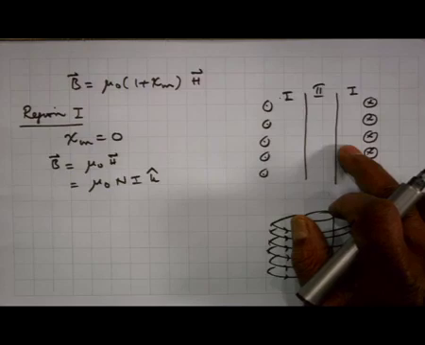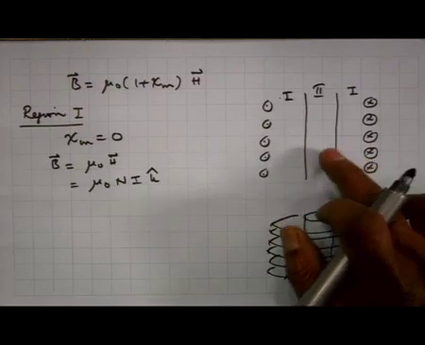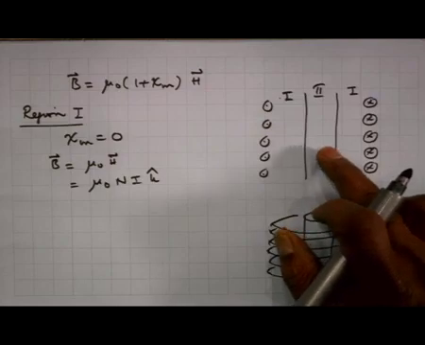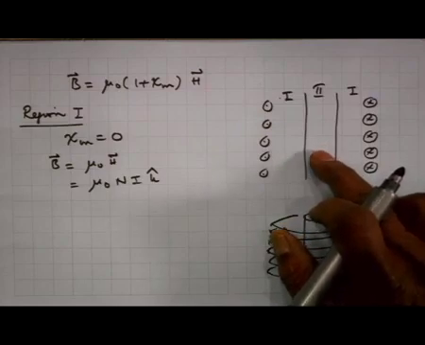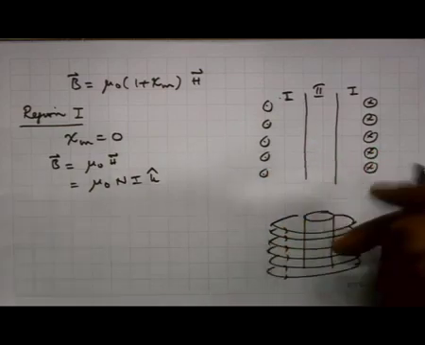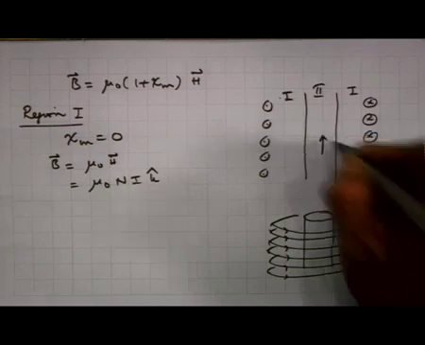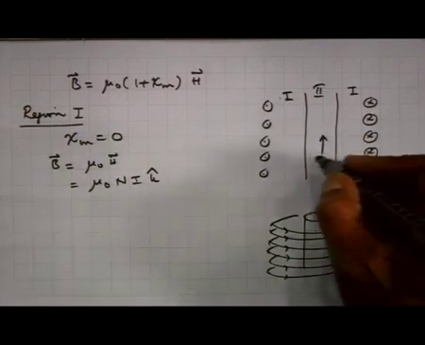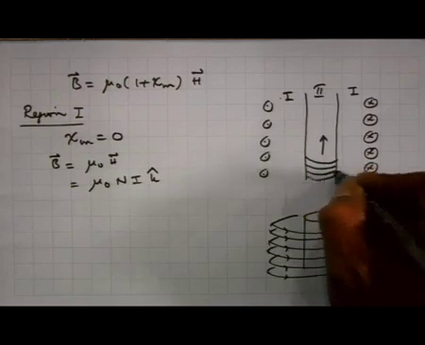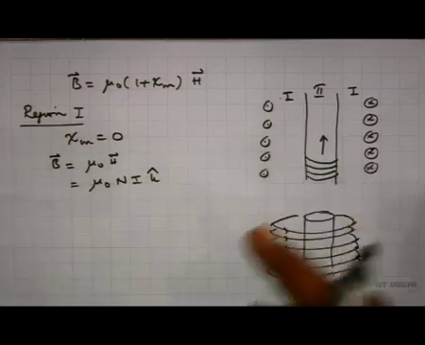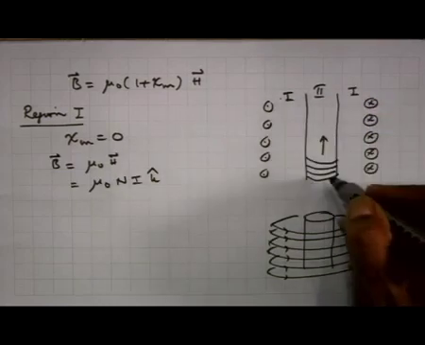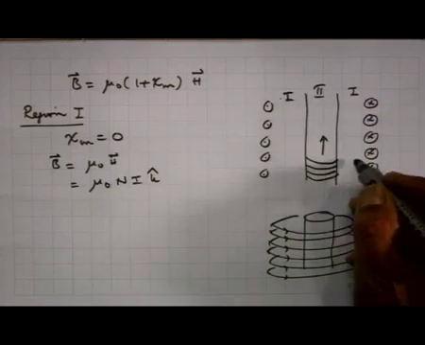Now, why is this happening in spite of the fact that there is a material inside? The reason is the following. Please remember, the material is magnetized because of the magnetic field. The magnetization of this material is like this. This magnetization is equivalent to surface currents like this. This surface current is equivalent to a solenoid, which is this solenoid, and that solenoid has no magnetic field outside.